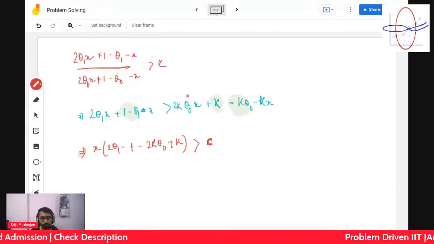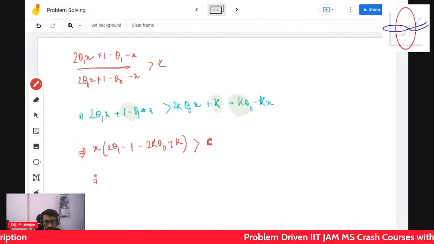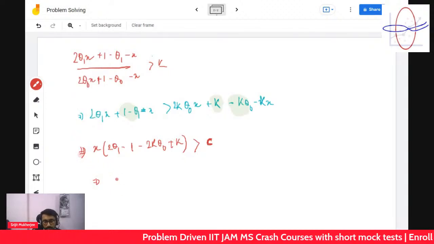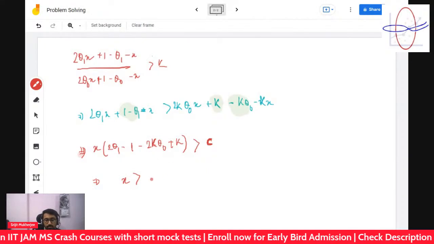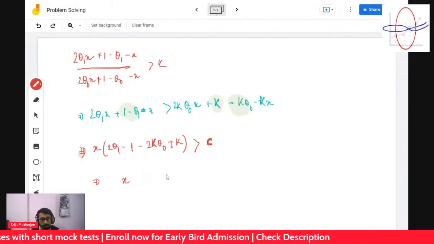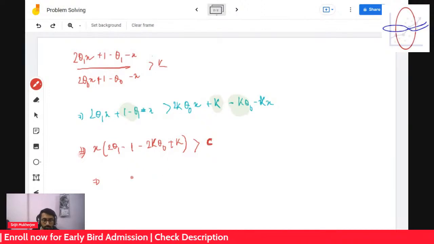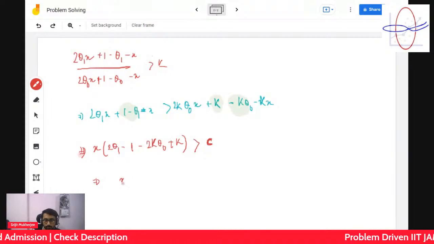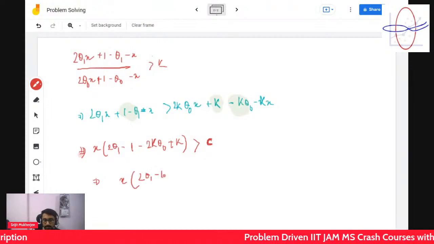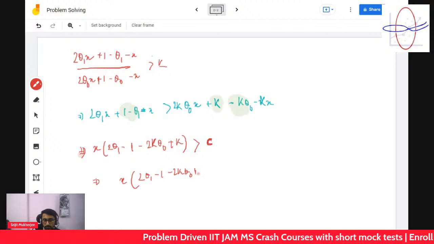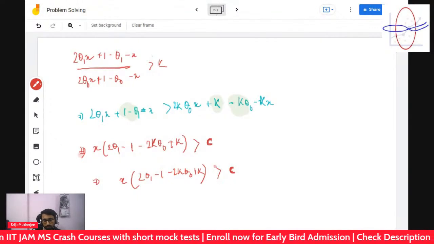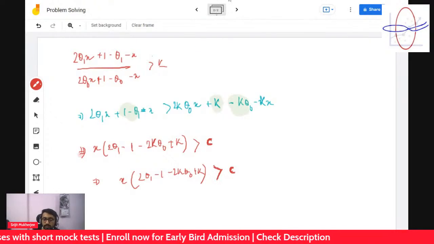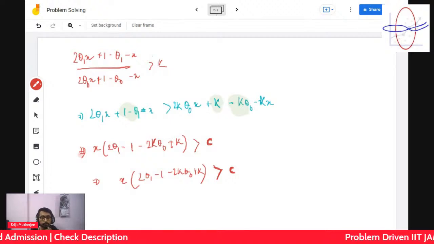We are trying to. That's no problem. So now, therefore, what it turns out is that we have to find that specific case. It turns out that x is greater than some c, but there's a problem over here. You can tell me what is the problem? x times this twice theta 1 minus twice k theta naught plus k. What is the problem? So this is a rejection region. So now, what will be the rejection region? That's my question.